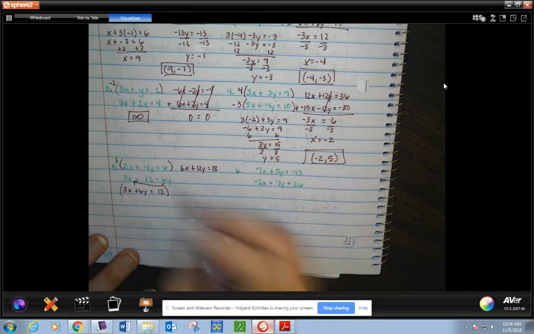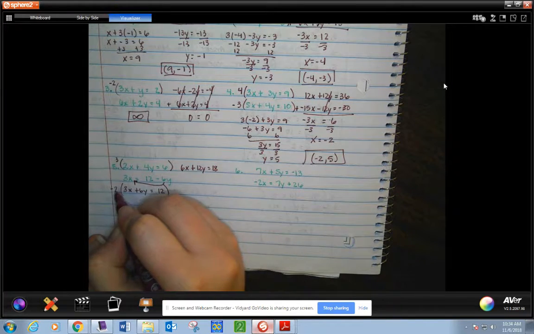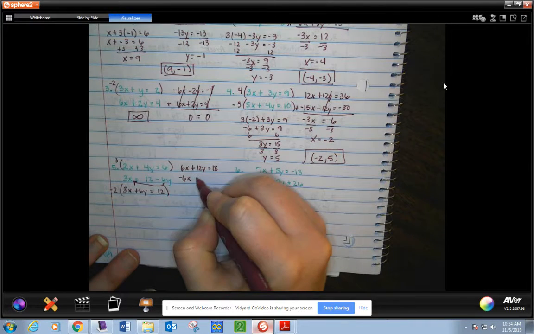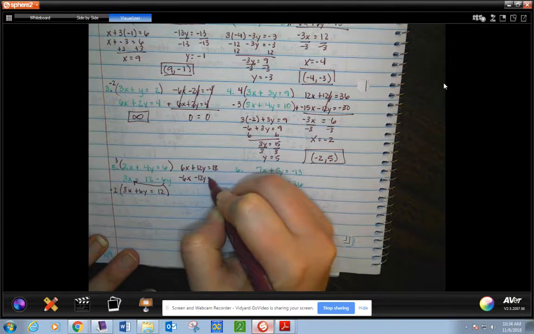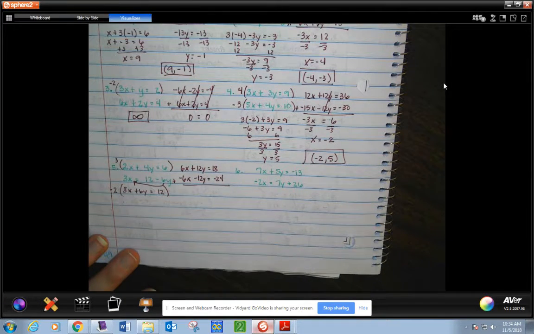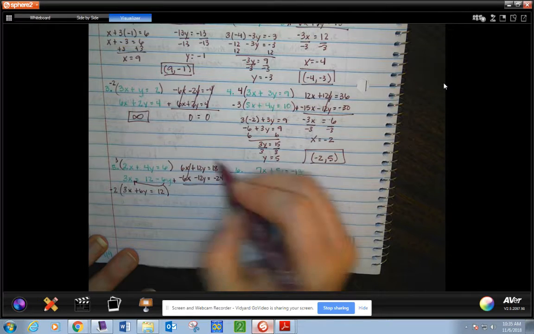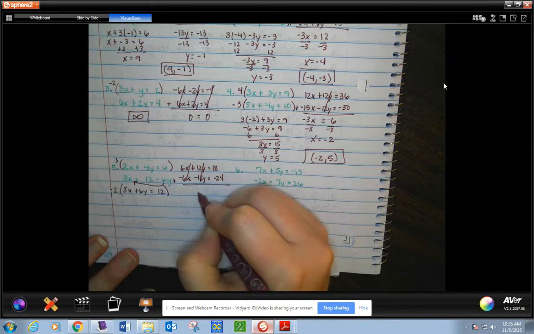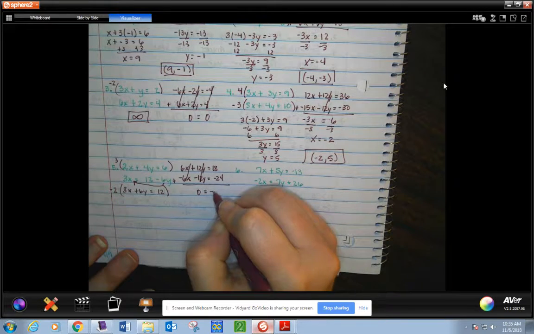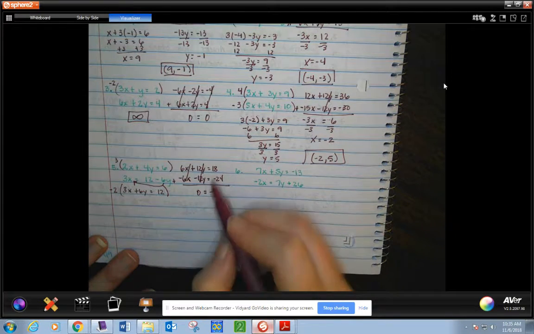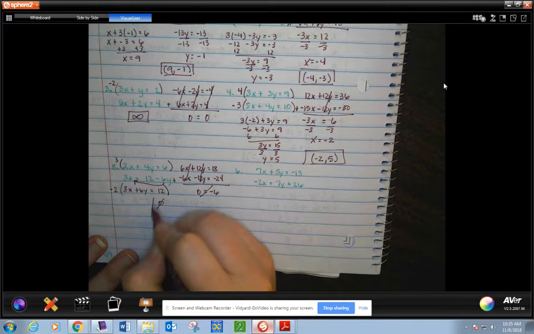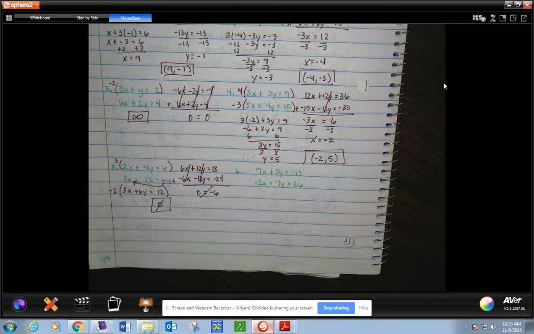And I'm going to multiply this bottom one by negative 2 because I want it to cancel, which will give me a negative 6x, a negative 12y, and a negative 24. Now I'm ready to add. 6 plus negative 6 cancels. 12 plus negative 12 cancels, so I have 0 equals. And 18 plus negative 24 would be negative 6. 0 does not equal negative 6, so my answer would be no solution, or you can write the words.